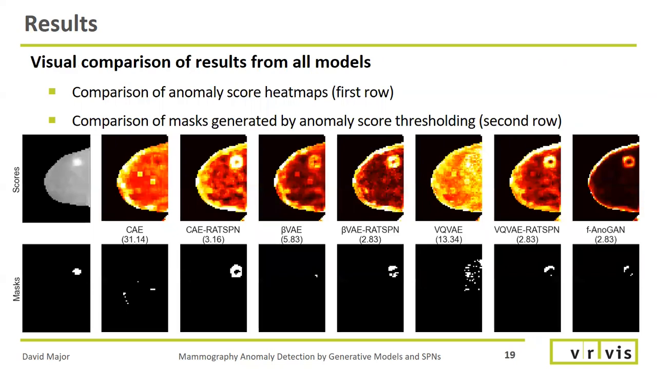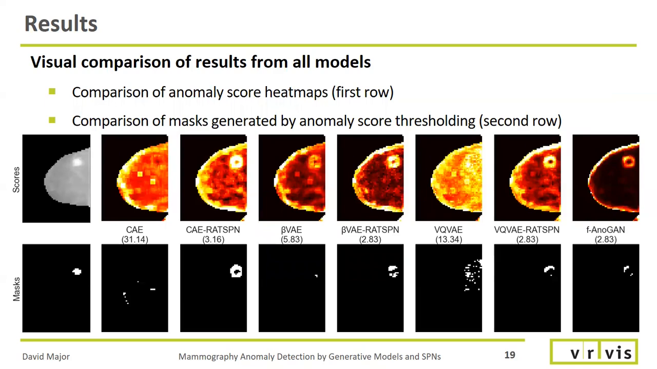And finally, here is a visual comparison of the different models. The original image and the anomaly score heat maps are depicted in the first row. The ground truth and the masks generated by the 99th percentile thresholding are illustrated in the second row. Hausdorff distances to ground truth are visible below the method names in brackets.